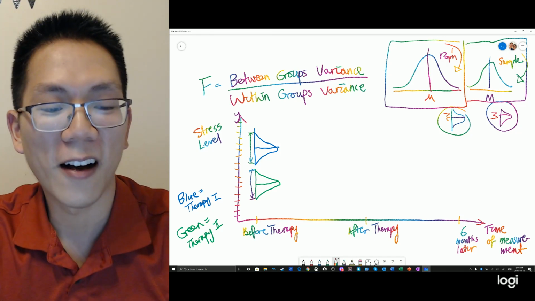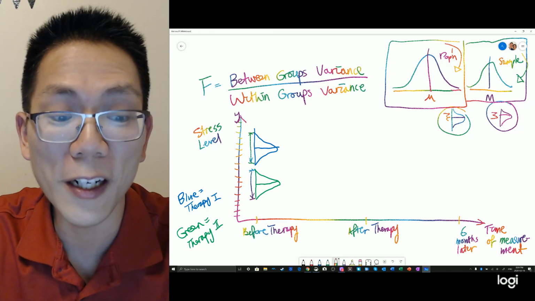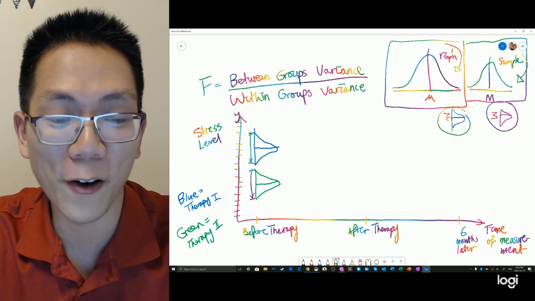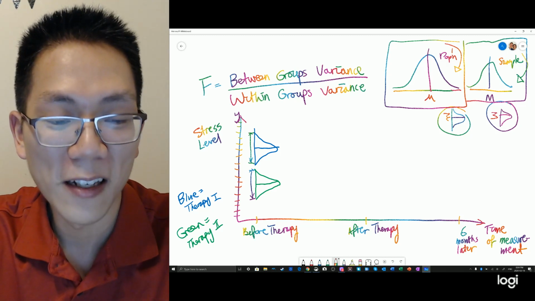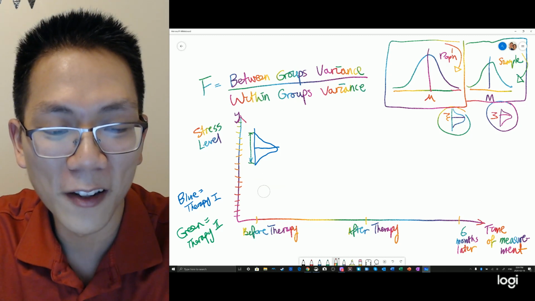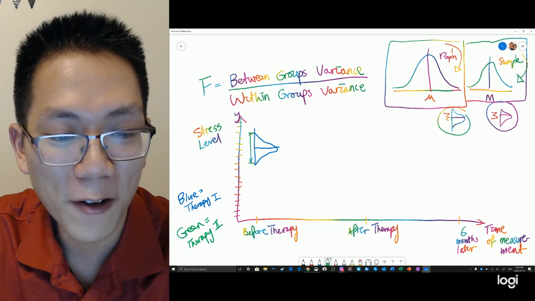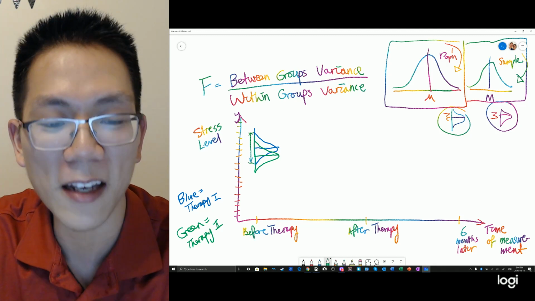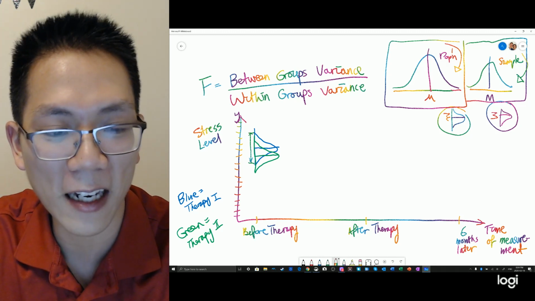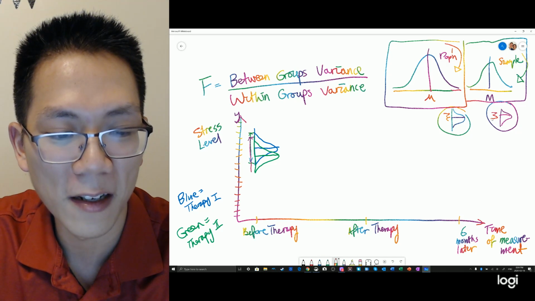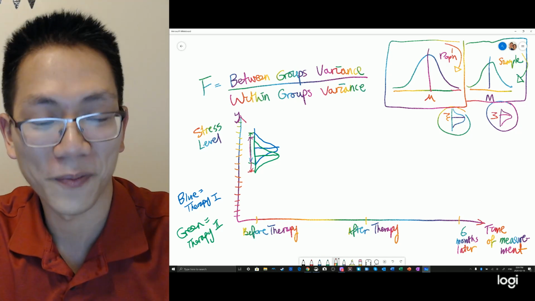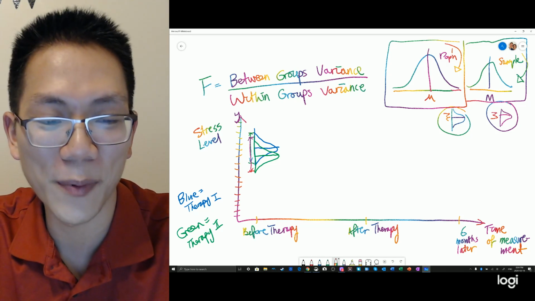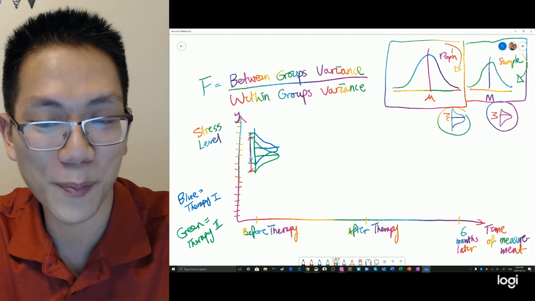And also, the green group, therapy 2, has its own spread and its own distribution. Sometimes the groups could overlap, so maybe they're very close together like this, and again, it has its own spread. But you notice each group has its own distribution and its own spread and its own mean.